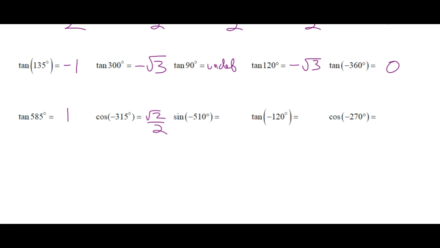-510. -210, -150, 210. -120. That's 63. And cosine of -270. Okay. Check and make sure those are right.